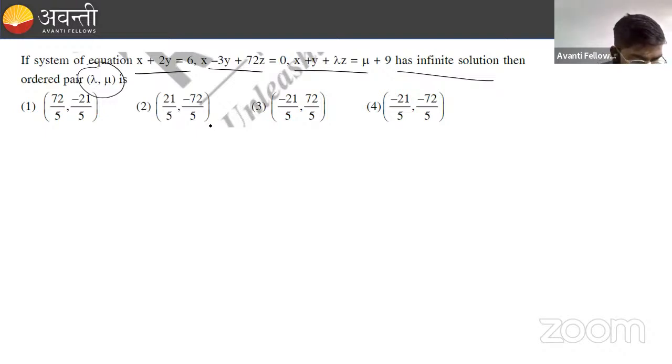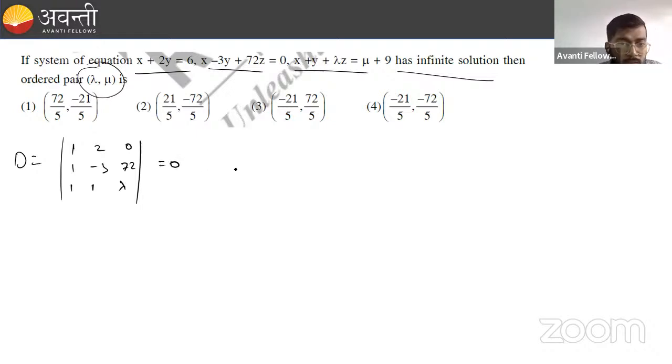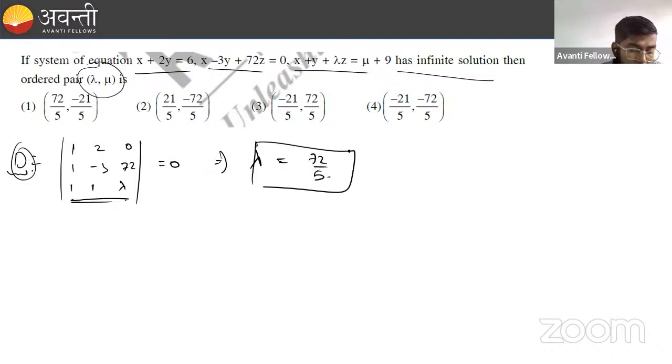So for the solution to be infinite, we all know that the determinant should be equal to 0. So after you find this determinant, it should be equal to 0. So this determinant will give us the lambda value as 72 by 5, right? So the lambda value will come out to be 72 by 5.